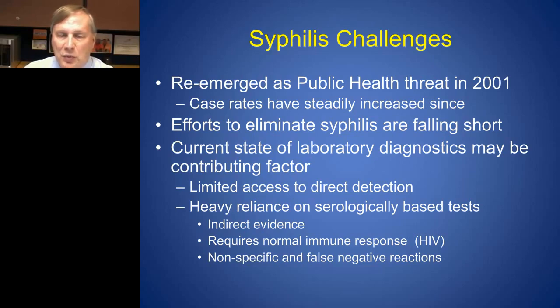They require a normal immune response. Individuals that are immunosuppressed or individuals that have HIV, the response isn't always the same as it is in normal individuals. And there's non-specific and false negative reactions, and we do know what causes some of those, but we don't have all the answers. So there are some problems with the approaches that we're currently taking to try and reduce syphilis in the U.S.